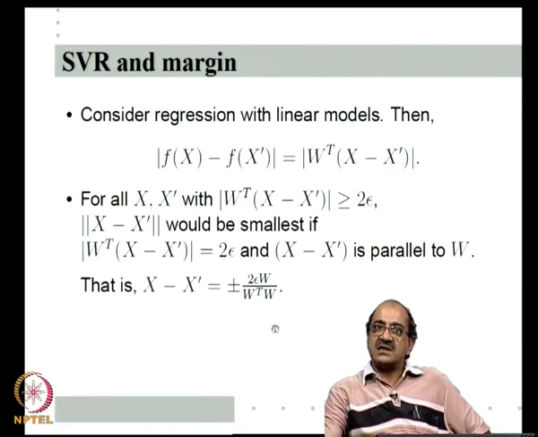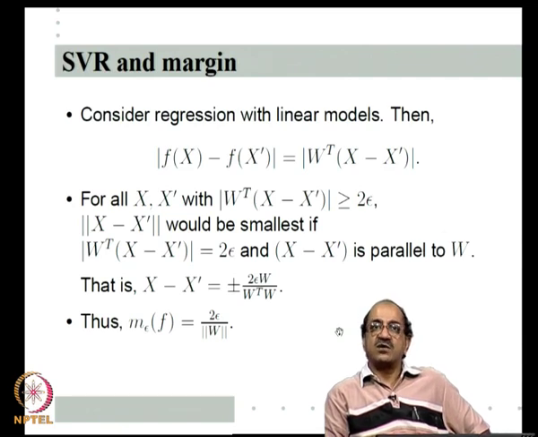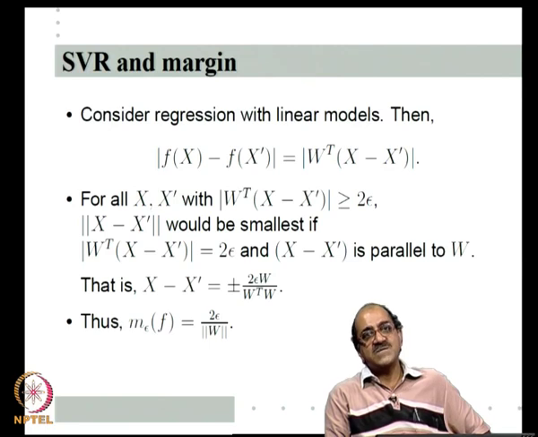So, my epsilon margin is nothing but the norm of this smallest x minus x prime. If I take the norm of this, that will be 2 epsilon by w transpose w into root of w transpose w. So, that will give me 2 epsilon by norm w. So, for linear models, the epsilon margin is nothing but 2 epsilon by norm w. This is what we call the margin of the hyperplane in the classifier, right.